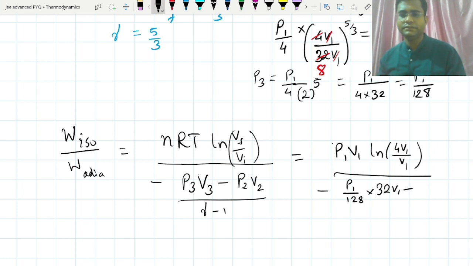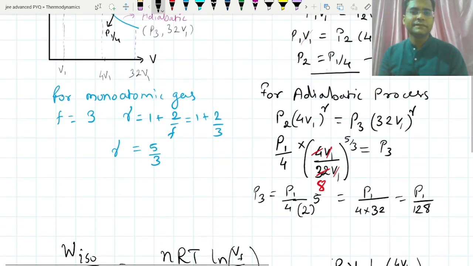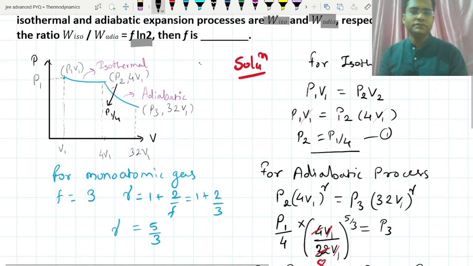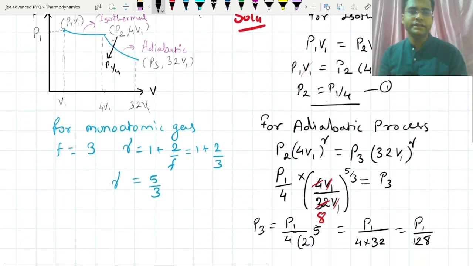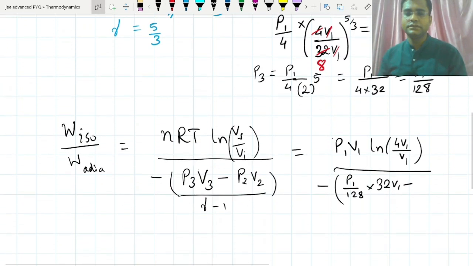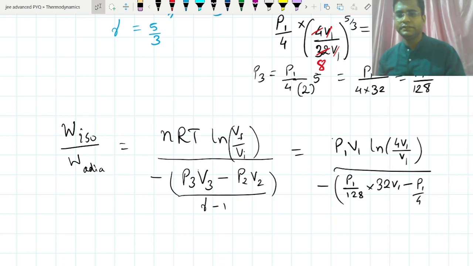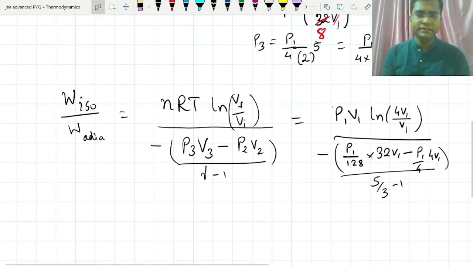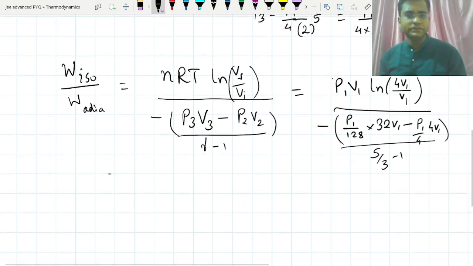This is P3 V3 minus P2 V2. Put a bracket also so that you won't get confused. So P2 V2 is, P2 was P1 by 4, and V2 was 4 V1, and gamma is 5 by 3, so 5 by 3 minus 1. So let's simplify this, and this will give us answer.